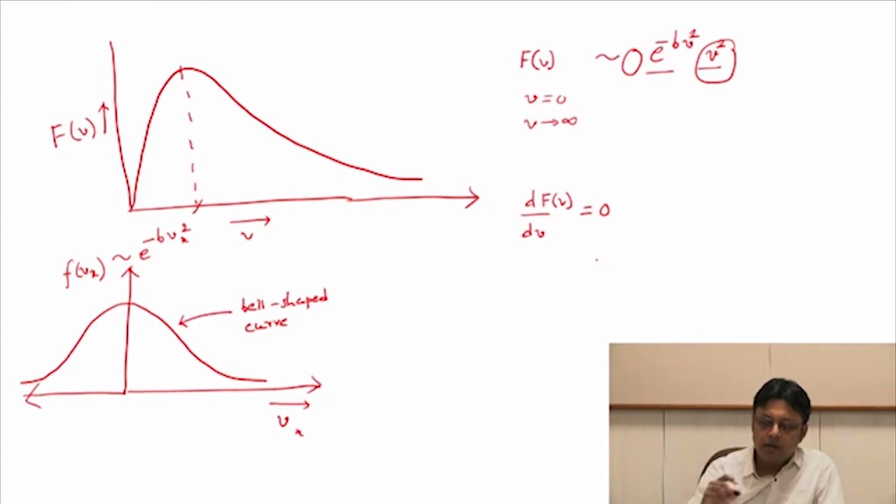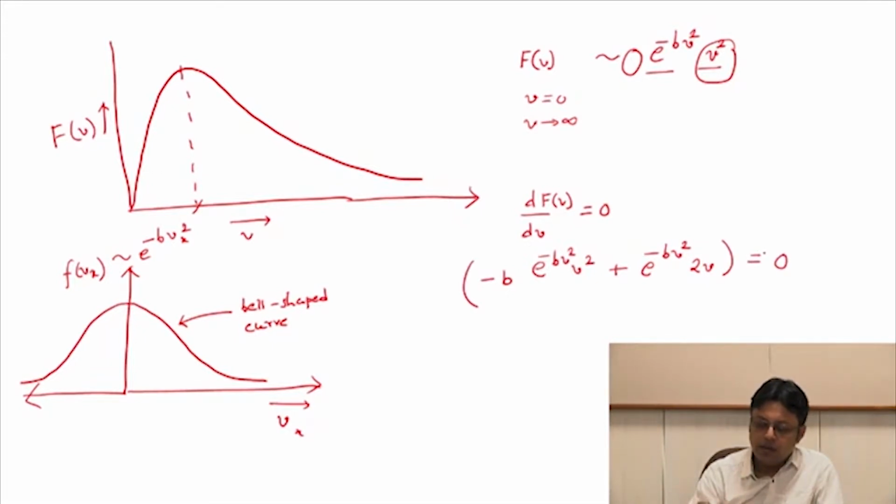So if I take the derivative, follow it carefully. It's the chain rule in differentiation. First take the derivative of e to the power minus bv square, so it will be e to the power minus bv square, and it will be minus b, and times you will have e to the power minus bv square into the derivative of v square with respect to v, so that will be 2v. So that entire term should be equal to 0.